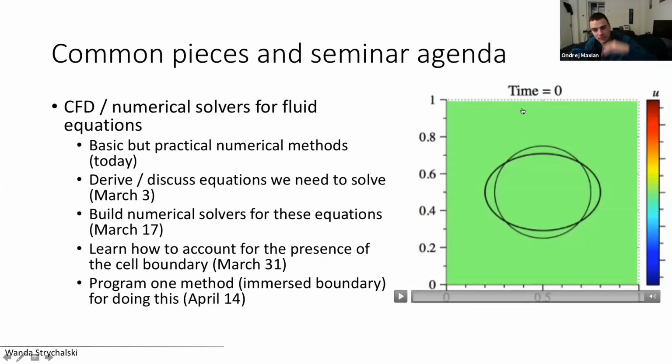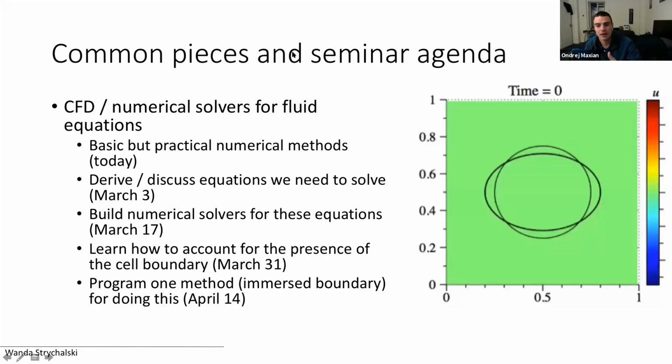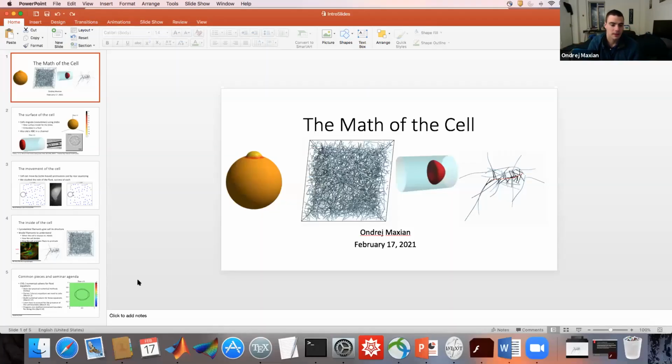And then we're going to build numerical solvers for the equations. So we'll work together to write a MATLAB code that will solve fluid equations and get fluid velocities. And then we'll learn how to account and program for the presence of structures. So the end goal of this seminar is to have a code that will simulate something like this. This is an ellipse here. It's kind of like a stretched out rubber band. Oops, sorry.